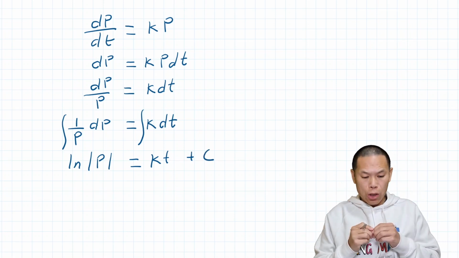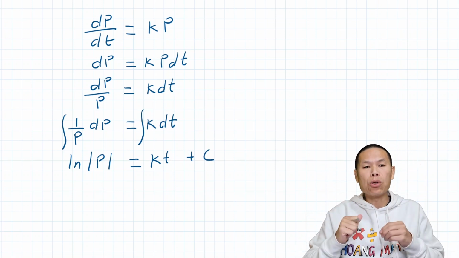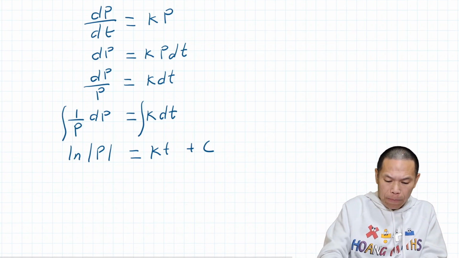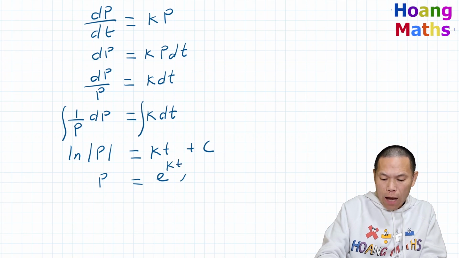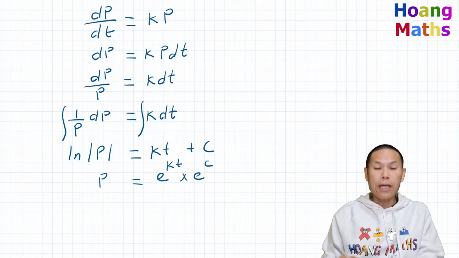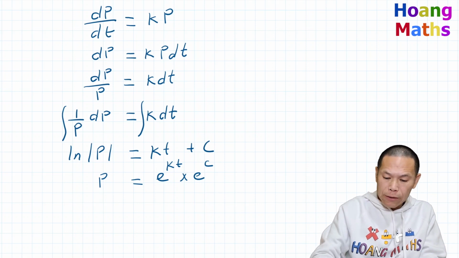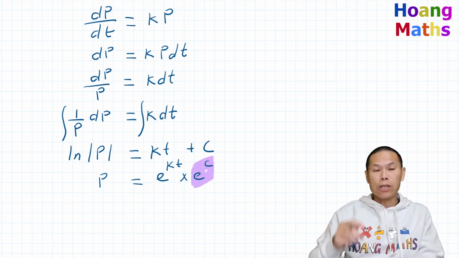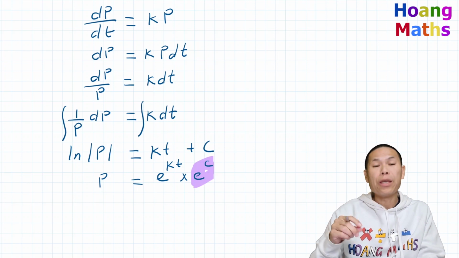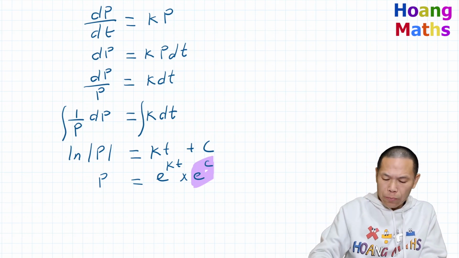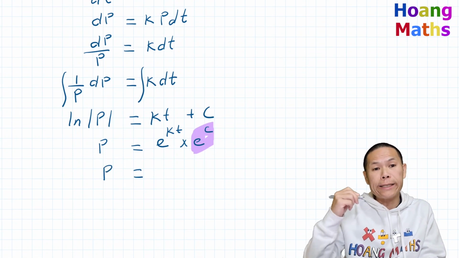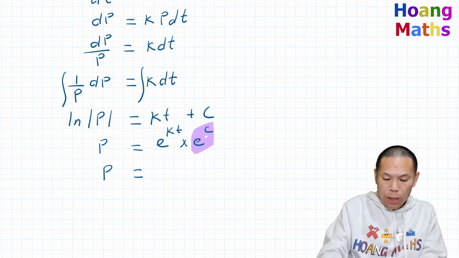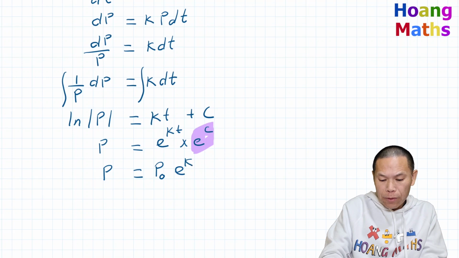So now we just solve for P. We just take the exponential of both sides, so P is e to the kt times e to the power of c. And don't forget, e to the power of c is a constant. So let e to the power of c be P naught. So that means P is equal to P naught times e to the kt.